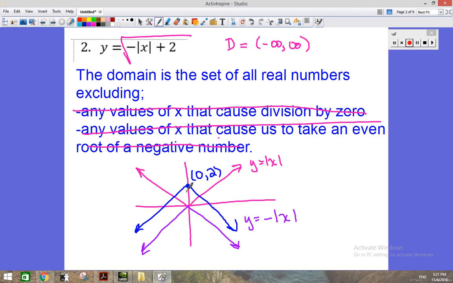Well, every point on this graph is below this point. If I'm thinking up and down, the range is a set of y values: below is negative infinity, and I'm coming all the way up to 2, and that's the maximum. There is no point on this graph that has a y coordinate that's larger than 2. So there's my domain and range for problem 2. Hope that helps.